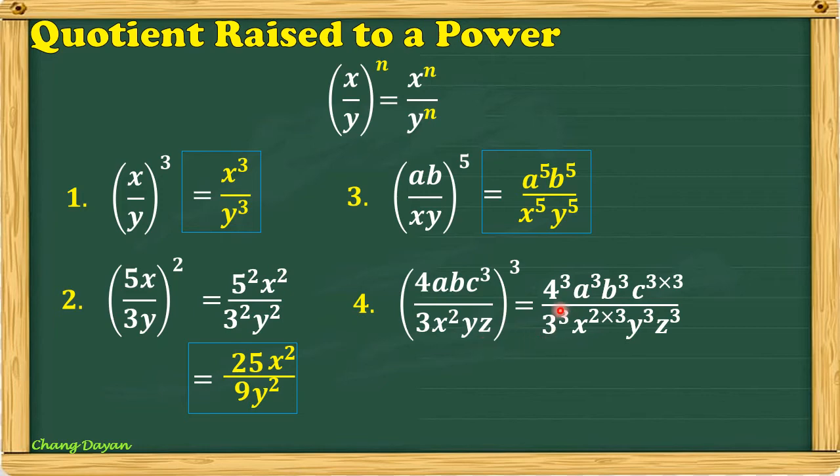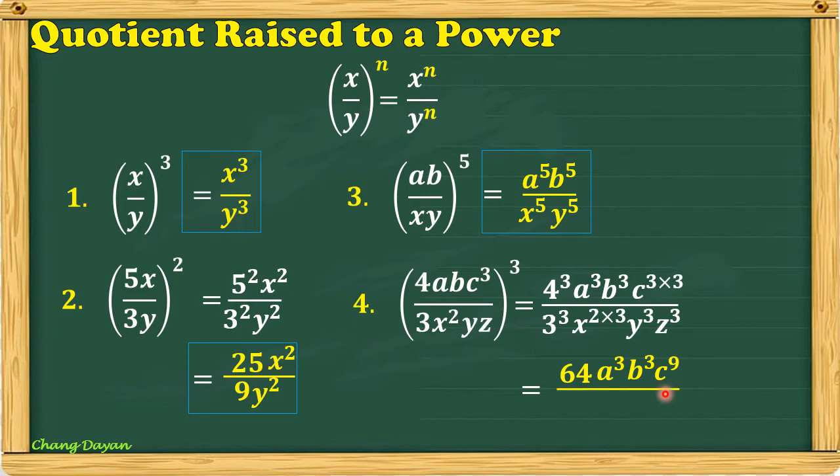4 raised to the 3rd power means 4 times 4 times 4. At hindi po ito 4 times 3. Ulitin ko, ito ay 4 times 4 times 4. So, we'll have 4 times 4 is 16 times 4 will get 64. Then, copy A cube. Ganun din ang B cube. Sa ating C, i-multiply ang exponent. 3 times 3 will get the product of 9. So, we'll have here C raised to 9.